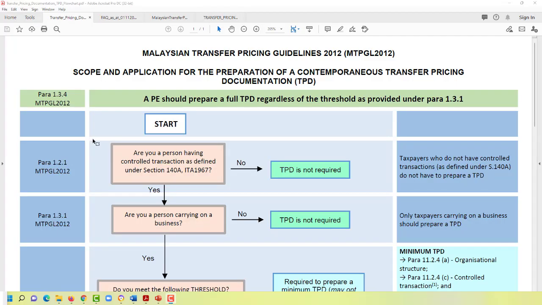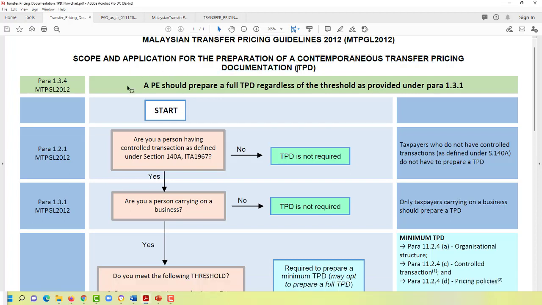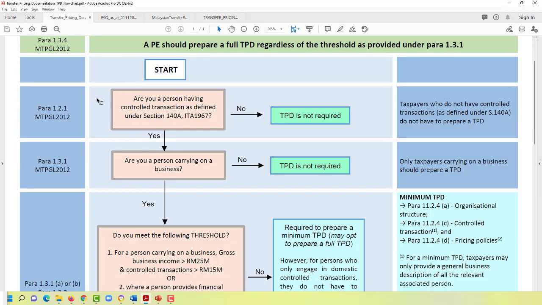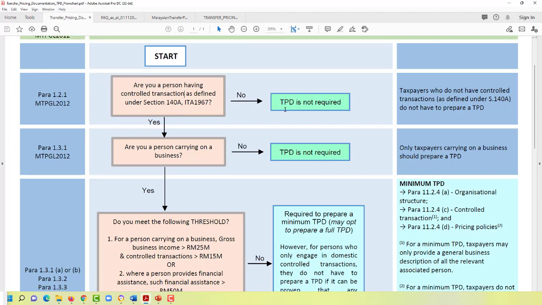You are now looking at this flow chart to help us determine the scope and the application for preparation of the contemporaneous transfer pricing documentation, as you can see over here. Whether or not you need to prepare the TPD, these are the questions that you should be asking. Of course, number one, are you a person having a controlled transaction? Do you have transactions with an associated person? If you don't, then there's no need for a TPD to be prepared.